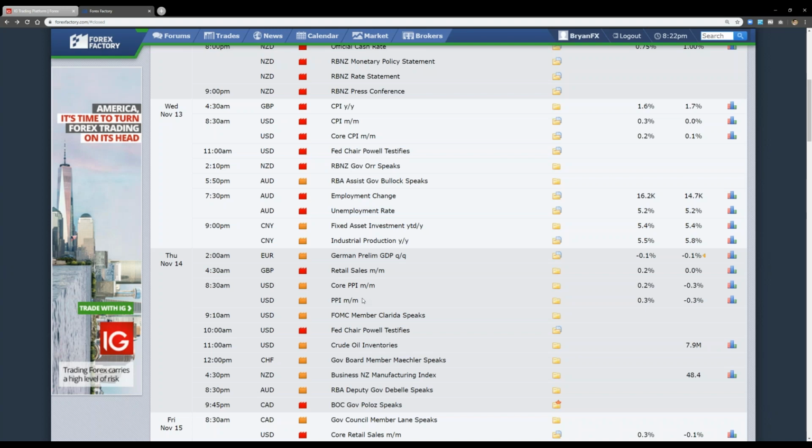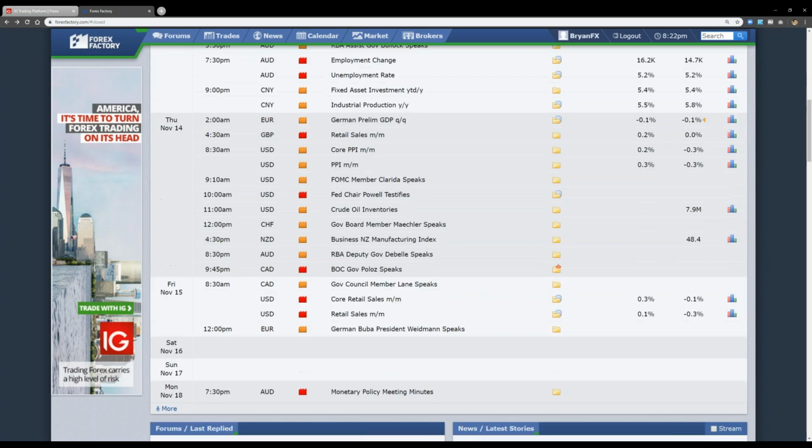And then at 9:45, the BOC is speaking. I don't expect too much movement from that. I think they're kind of on the borderline-ish recession. That's just my personal opinion. But even though it's considered a high impact release, I don't think we'll get too much.